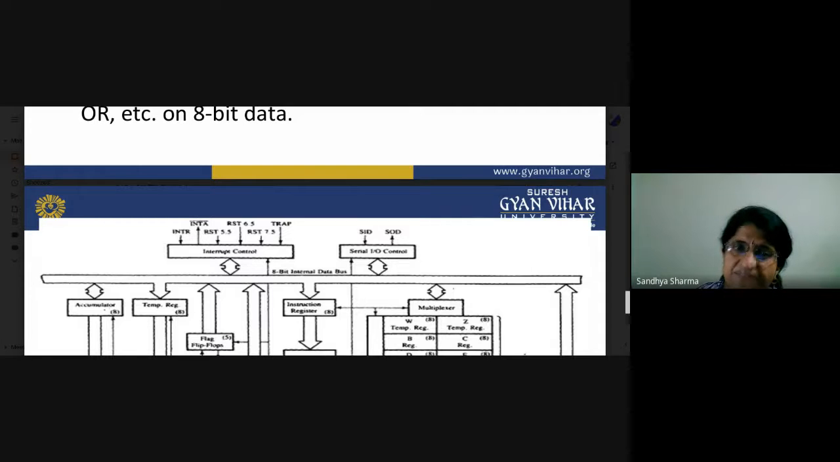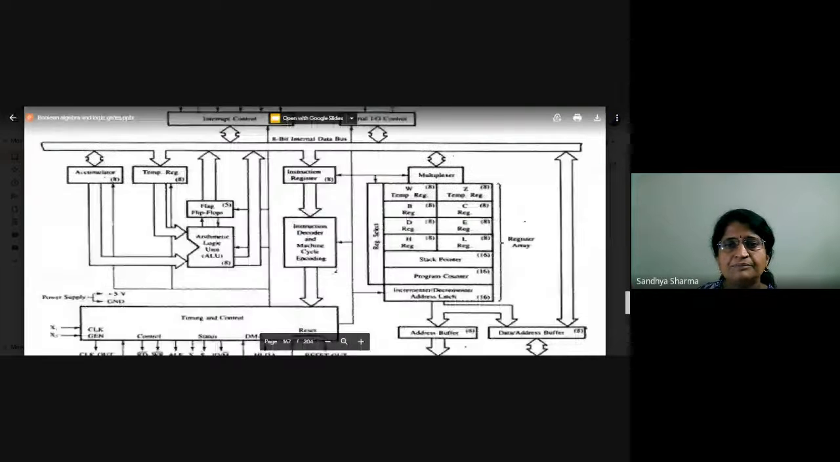So basically there are five types of interrupts existing there, and according to their priority they will be executed by the 8085 microprocessor. So that is basically the introductory part here.